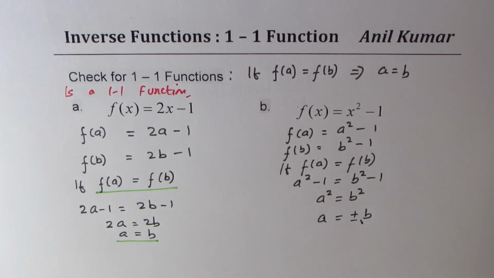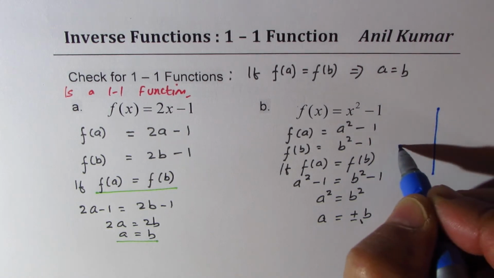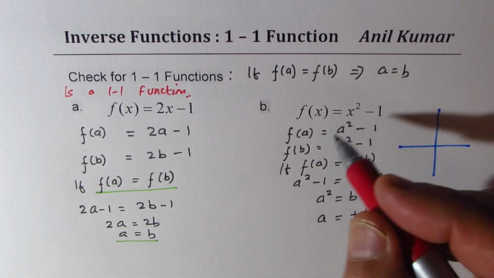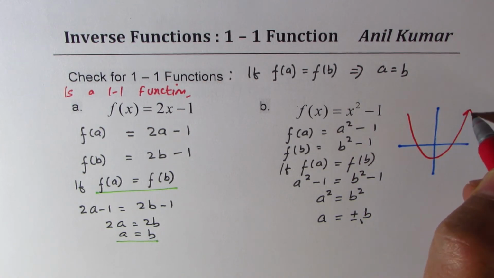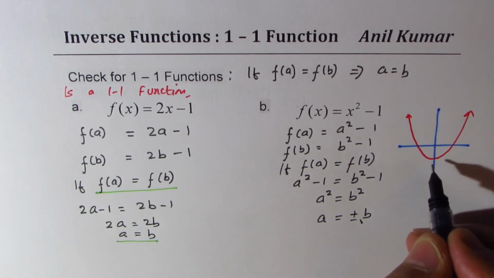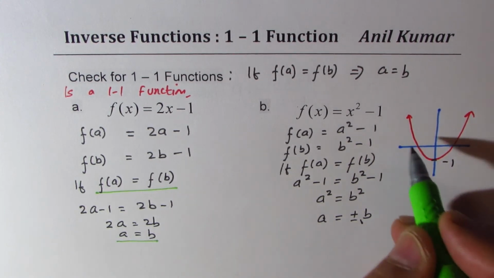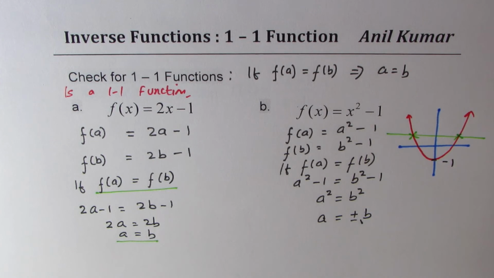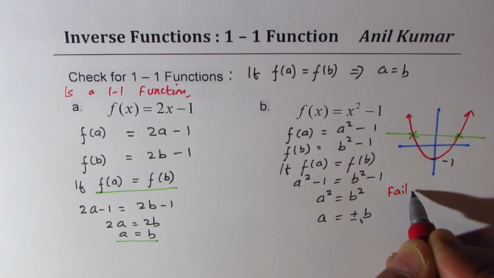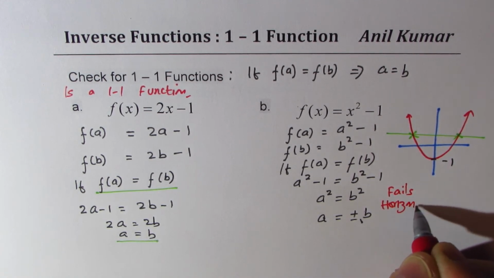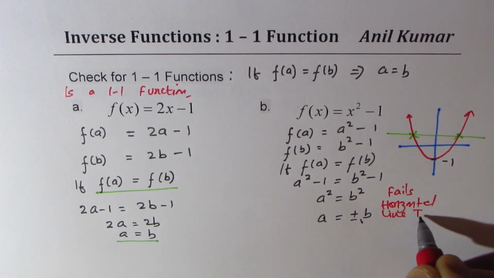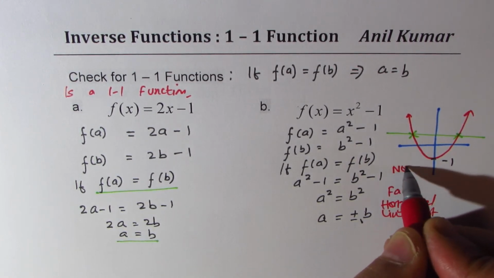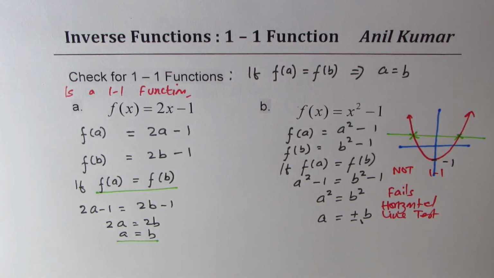If you want to do it with a graph, it is kind of simpler and faster. If you sketch this graph, you know this is x square minus 1. The graph will be kind of like this, where this point will be minus 1, and any horizontal line will cut at 2 points. So you could say that it fails the horizontal line test. So it is not one-to-one. Right? So that is also possible, but the algebraic solution you could do as shown here.